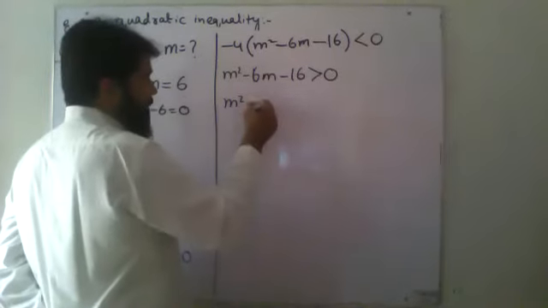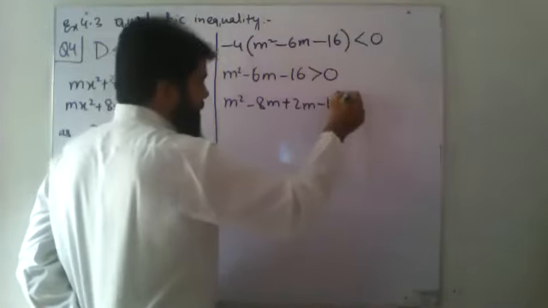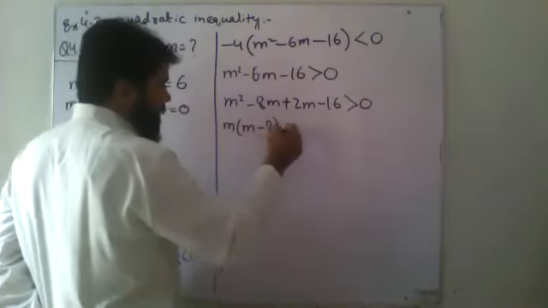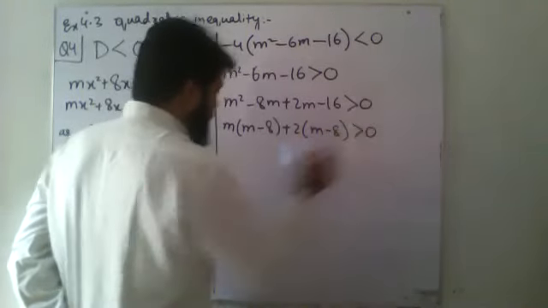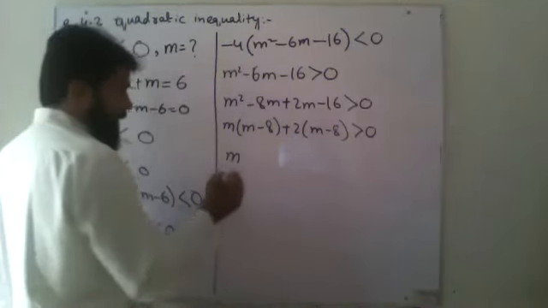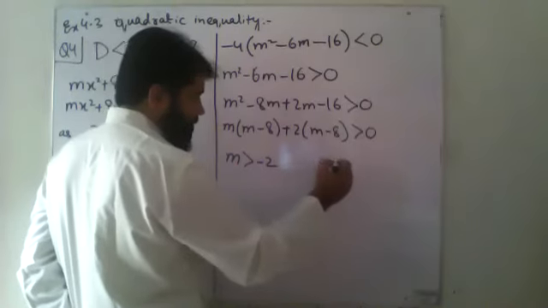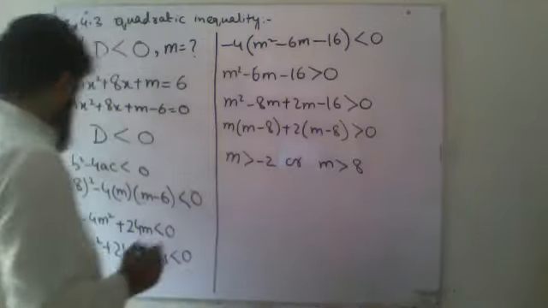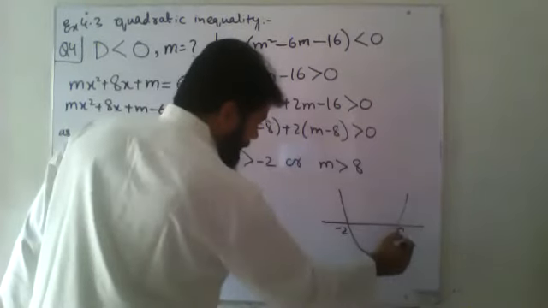M square minus 8m plus 2m minus 16 greater than 0. M common, m minus 8 plus 2 common, m minus 8 greater than or equal to 0. M will be greater than minus 2, m will be greater than 8. Okay. So now making my graph over here, minus 2 and 8.